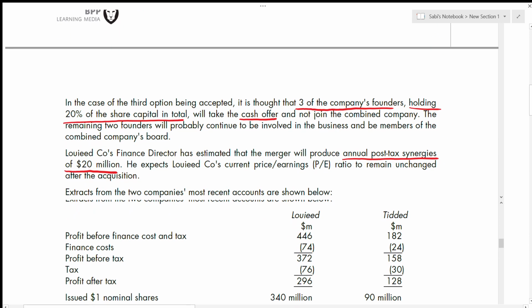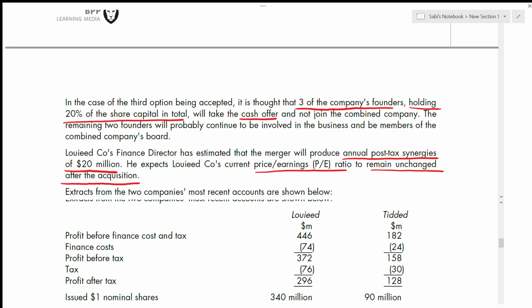Right? So synergy is given, don't calculate synergy. He expects L company's current price earnings ratio to remain unchanged after the acquisition. So even after the acquisition, the PE ratio remains unchanged. Very important, because you need to calculate the PE ratio after acquisition.